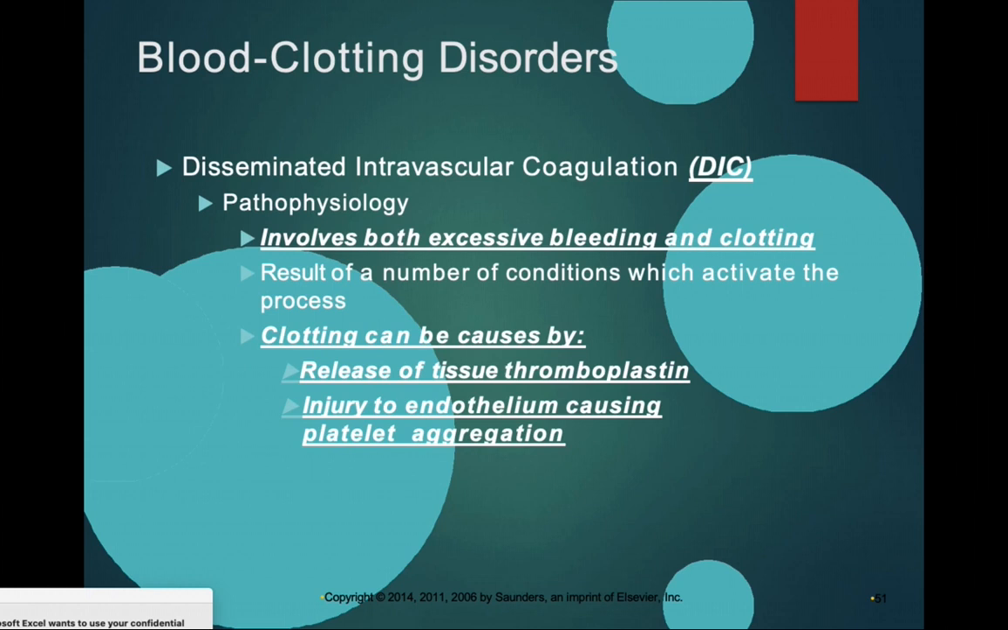All right, the disseminated intravascular coagulation. It's typically abbreviated as DIC. This involves both, okay, this one's interesting, it involves both excessive bleeding and excessive clotting. And it's a result of a number of conditions which activate the process. So the clotting can be caused by the release of tissue thromboplastin. The clotting can be caused by injury to the endothelium, causing platelets to aggregate.